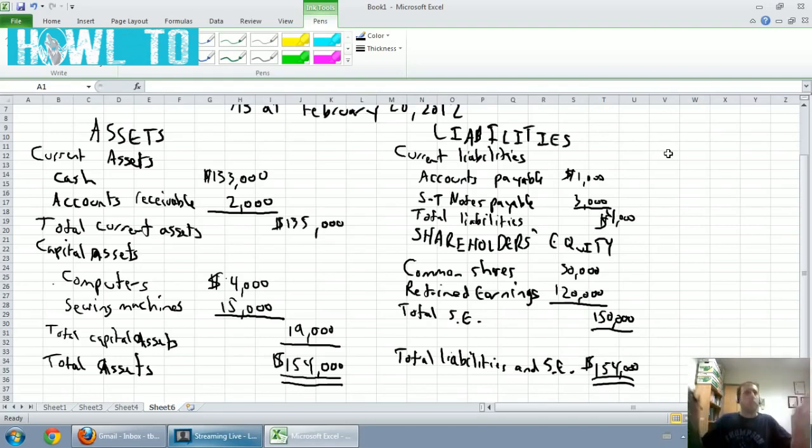So the sun is shining, the birds are singing. We should be feeling very good about ourselves right now. Our balance sheet balances. We're going to talk more about some of the details of each of the financial statements and a bit of analysis in the next video.